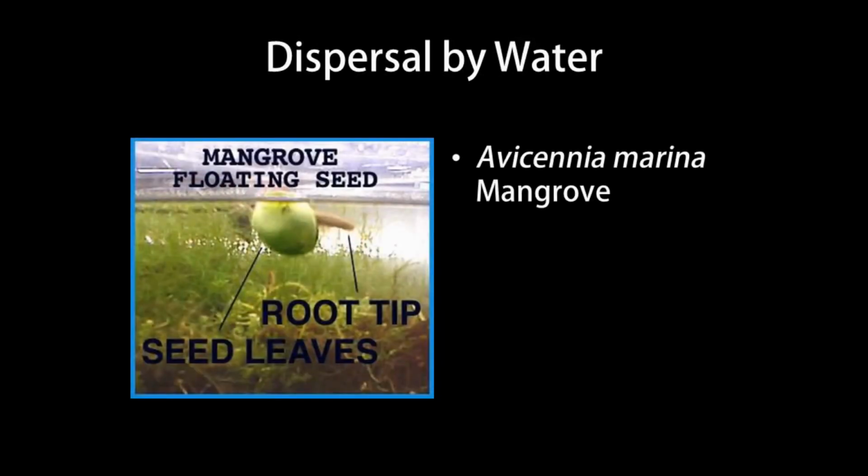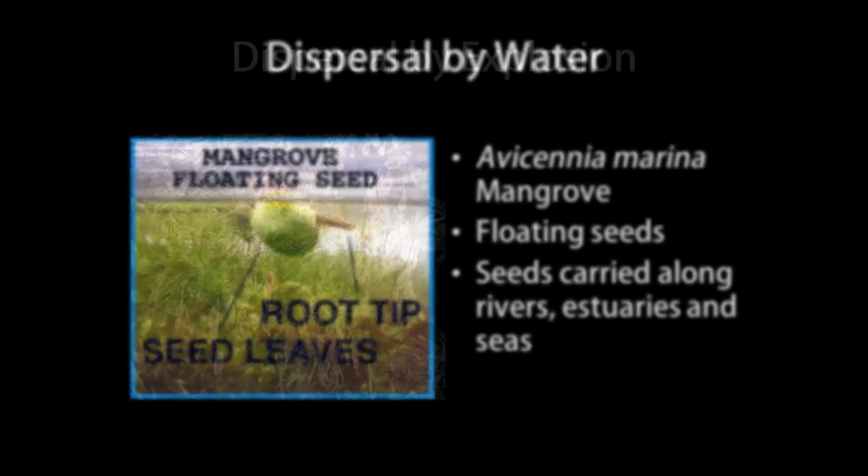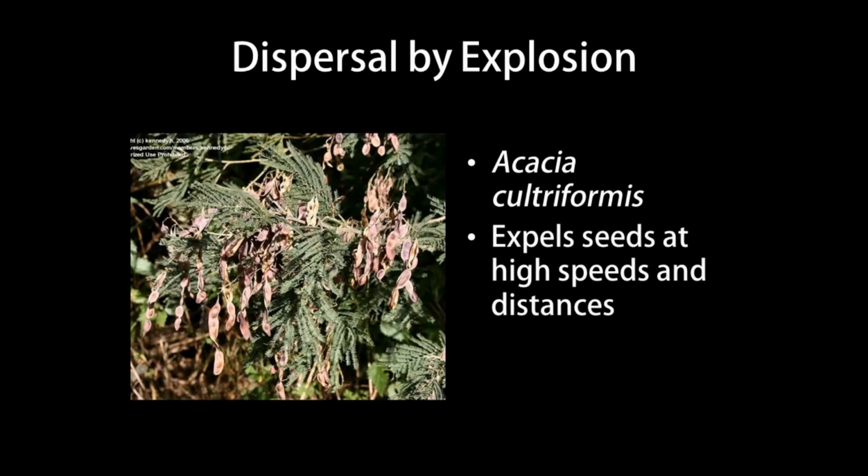Other plants, such as the mangrove, Avicennia marina, are dispersed by water. An adaptive feature of these plants, as they live in or near an aquatic environment, is floating seeds. These seeds are carried away from the parent plant along rivers and estuaries or across seas. Some plants have developed a method of explosive seed dispersion. These plants, such as Acacia quadrimarginea, violently expel their seeds at high speeds and distances.